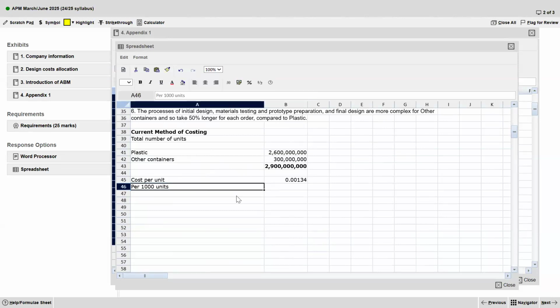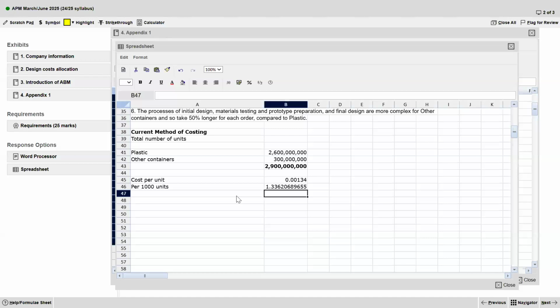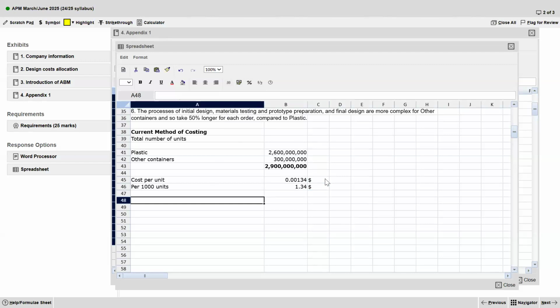is gonna be this multiplied by 1,000. So this is the cost per 1,000 units. This is in dollars. This is also in dollars.